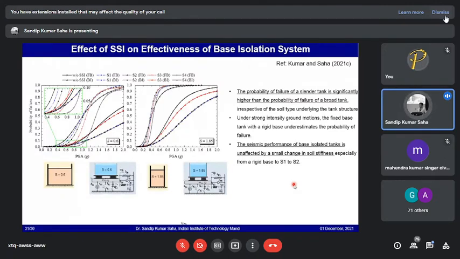This also holds whenever the earthquake intensity is significantly higher, that is, peak ground acceleration going in the range of more than 1.2 g. In that case, what were the observations? The fixed base tank with rigid base sometimes underestimates the probability of failure. You can say it underestimates, or, is there any question from the audience?